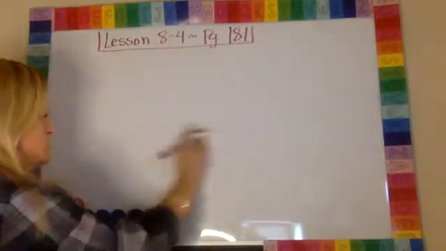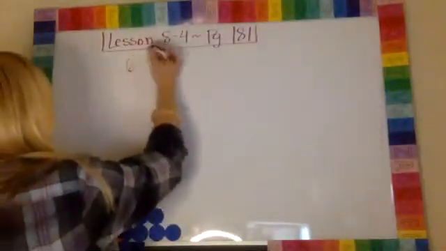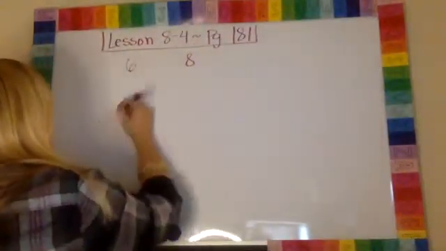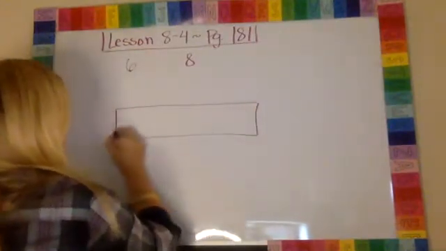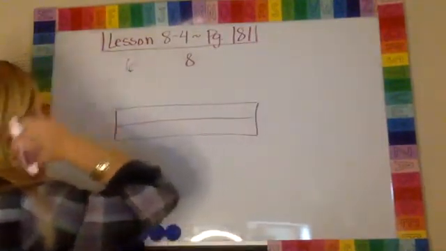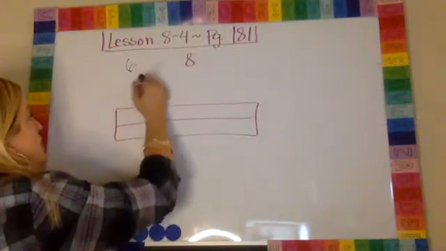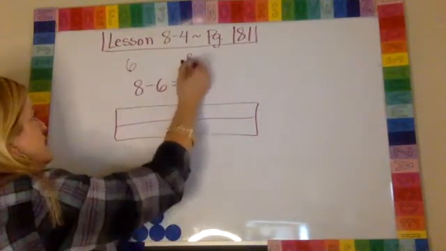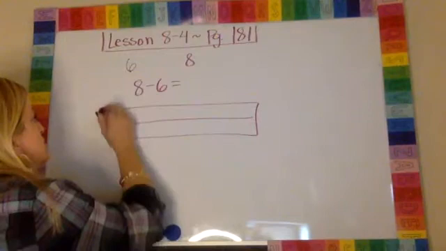Turn the page. We are almost done. 6 pears and 8 oranges. 6 and 8. So we're going to draw this. Now I'm going to turn it into a subtraction. 8 minus 6. 8 is the biggest number. It comes first. Plug in 8.